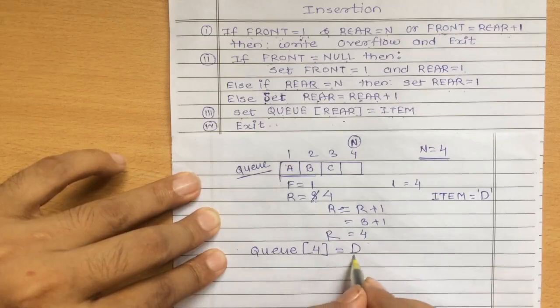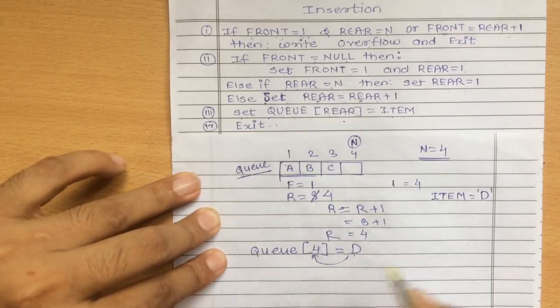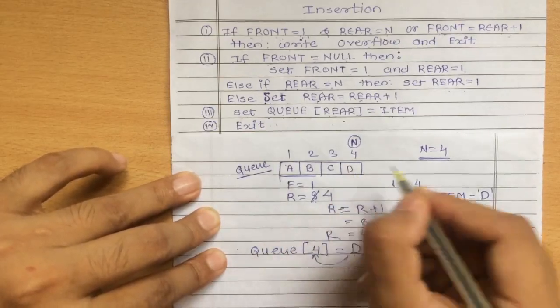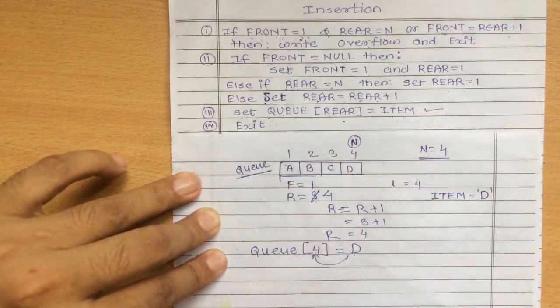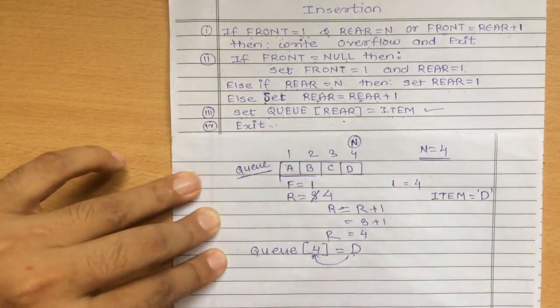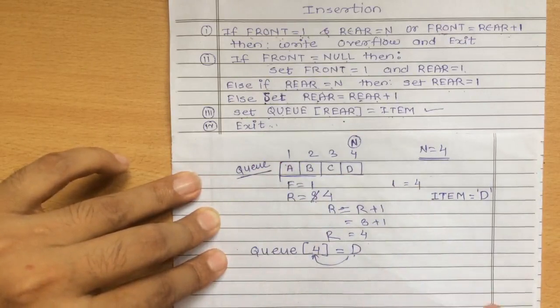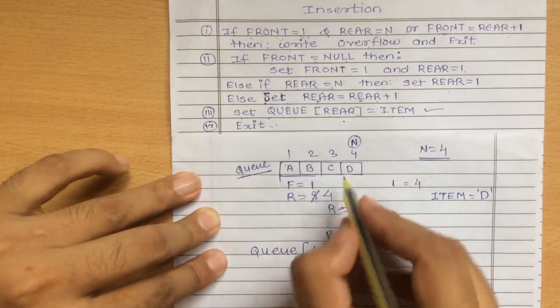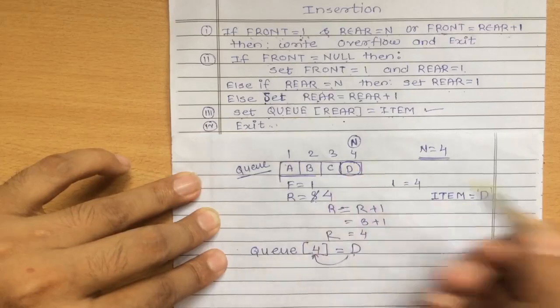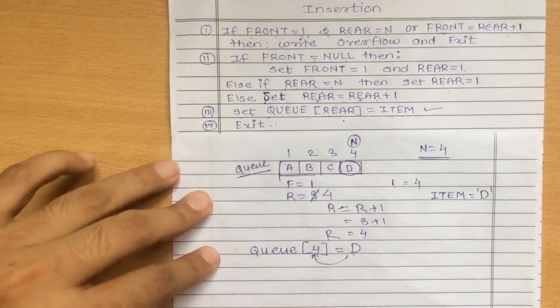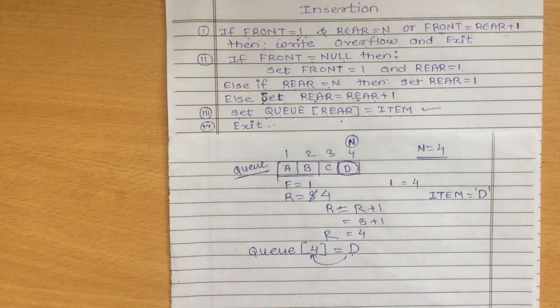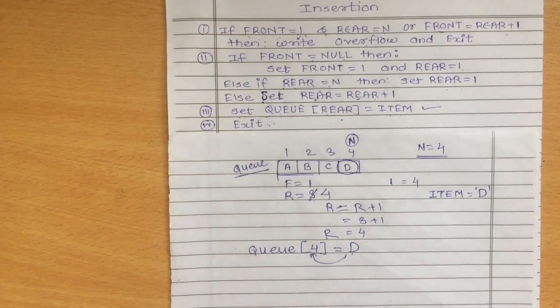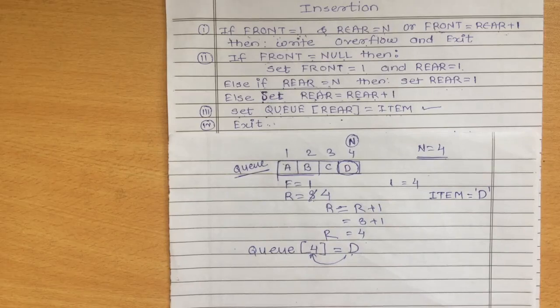So we have to insert D in the fourth location. We'll simply insert D in the fourth location at this step. And after that we simply exit. Right. So when we exit from the loop, we have added one element in the Q. Okay, so in this way we can add an element in Q. Just remember that while writing an algorithm we have to consider all the possibilities. So we'll go through this algorithm.